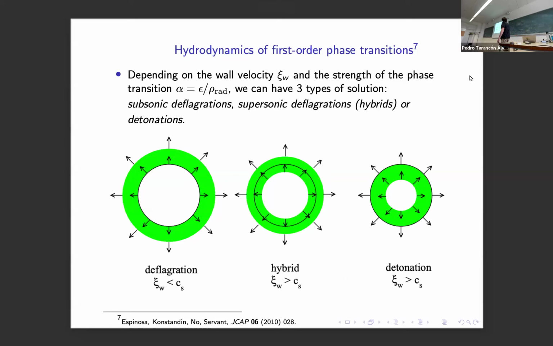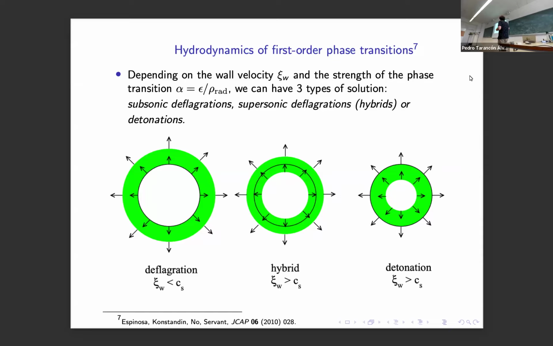If the bubbles are expanding at a velocity smaller than the sound speed, then we are only perturbing the fluid in front of the bubble walls, which is the green area, the fluid which is perturbed around the bubbles. So these bubbles are expanding, and they can perturb right in front of them. If the bubbles are expanding faster than the speed of sound, it is possible to perturb both inside and outside of the bubbles, depending on the particular wall velocity.